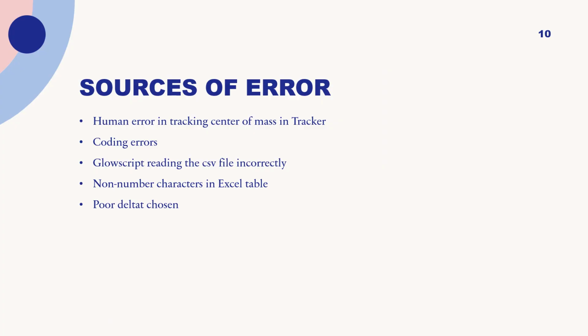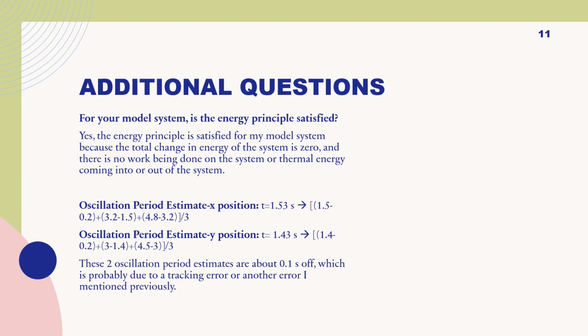Some sources of error that could have possibly happened: human error when I was tracking the center of mass in Tracker, coding errors, GlowScript reading the CSV file wrong, non-number characters being in the Excel table, and a poor delta t chosen. Finally, my additional questions for the model system: is the energy principle satisfied?